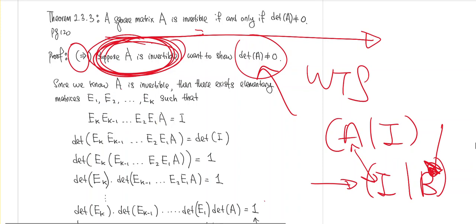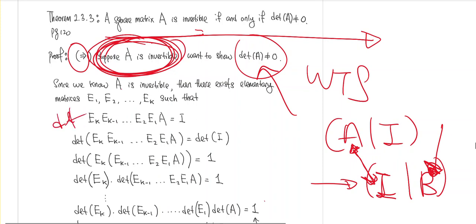So saying that A is invertible is the same as saying that A can be row reduced to the identity matrix, which is the same as saying that you can take all these elementary matrices, multiply them with A on the left hand side, and you can turn it into the identity matrix. Now here is how we apply the lemma.